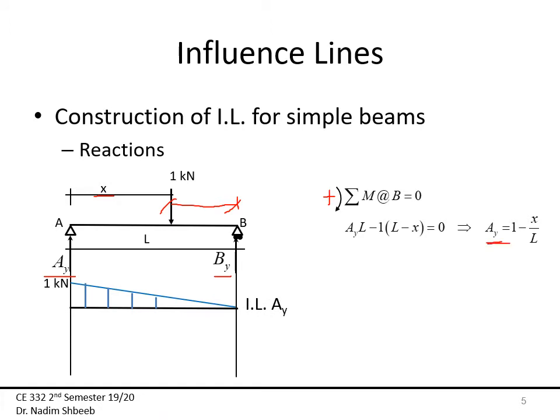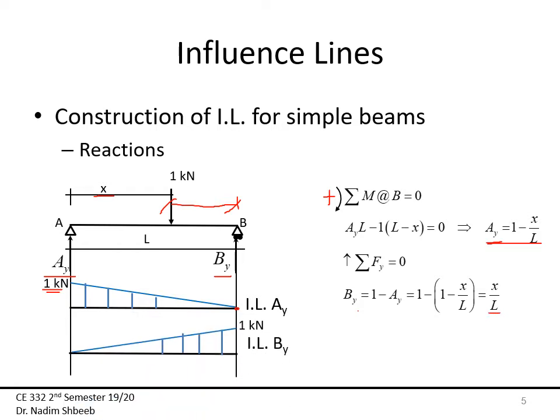So if I draw this, when X is equal to 0, then AY is equal to 1 kilonewton. When X is equal to L, then AY is equal to 0. And here you can see that this is a straight line. Okay, this is a function of a straight line. Now to find BY, all I have to do is the summation of FY equal to 0. Then my BY would be simply 1 minus AY, which is 1 minus (1 minus X over L), and that would be equal to X over L.